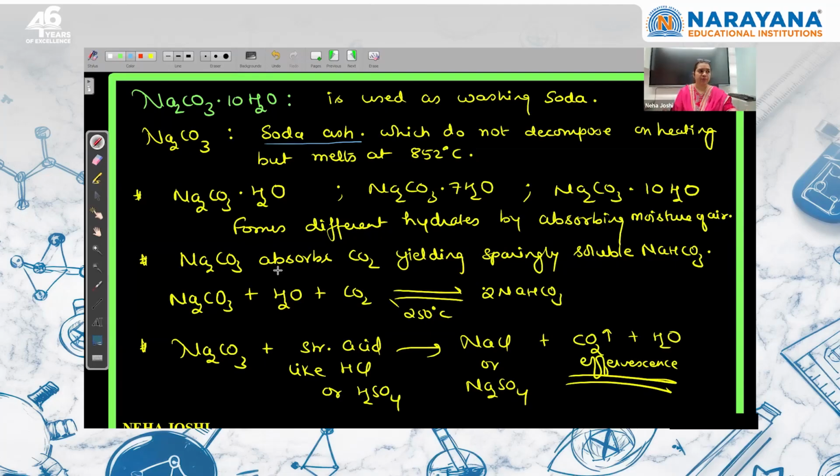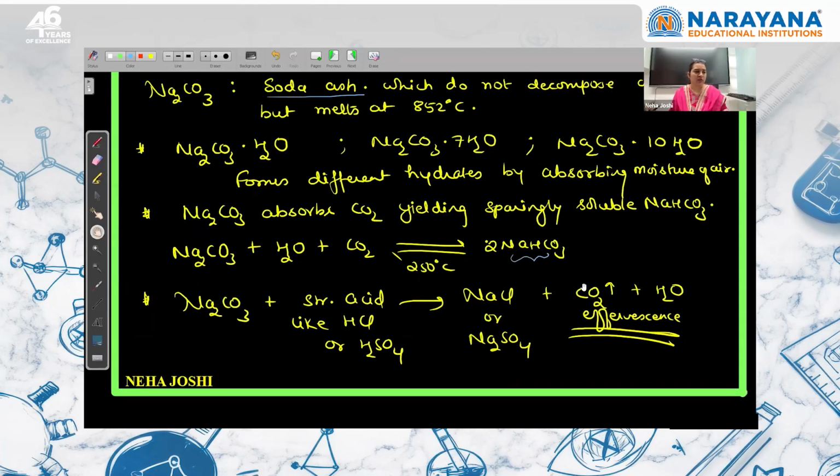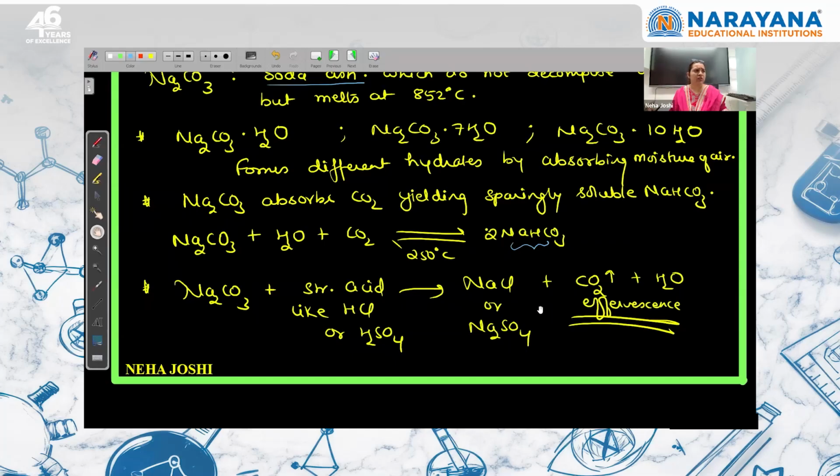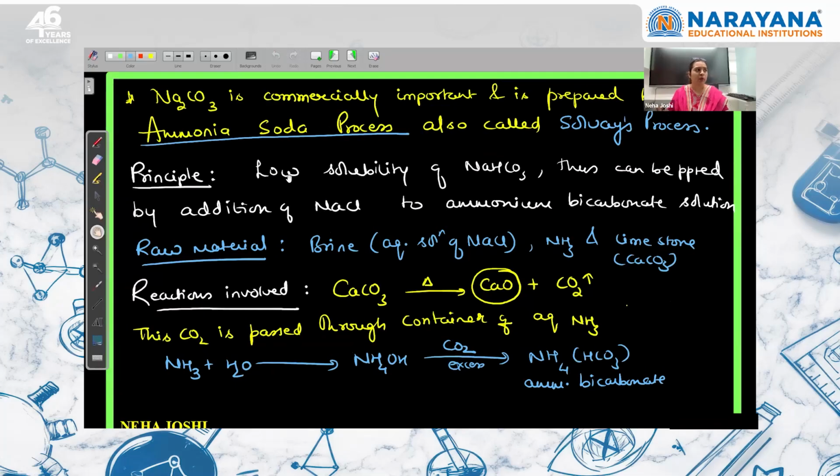Na2CO3 can absorb further water, and in presence of further CO2 and water will form NaHCO3, bicarbonate. That is possible. And as it is a salt of a weak acid, on adding strong acid, it will release CO2. This is the general information. This page, which is now in front of you, is important for questions. That Na2CO3, as I said, is important. It is called washing soda.